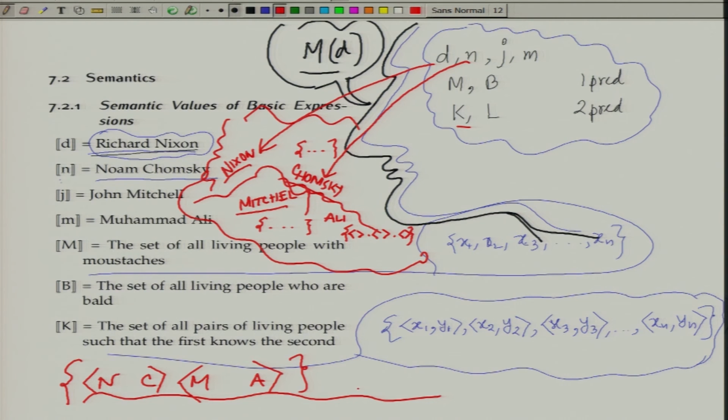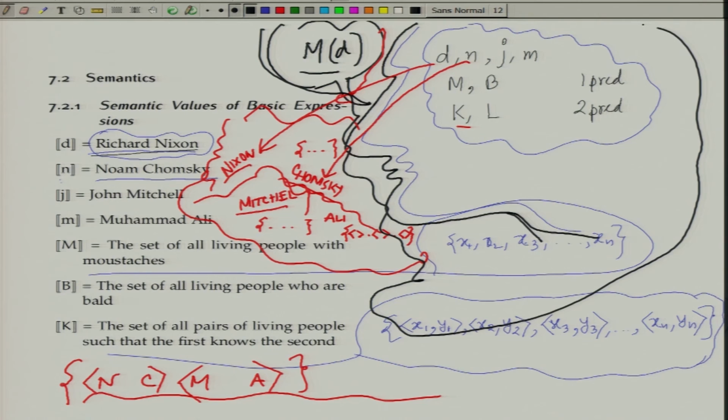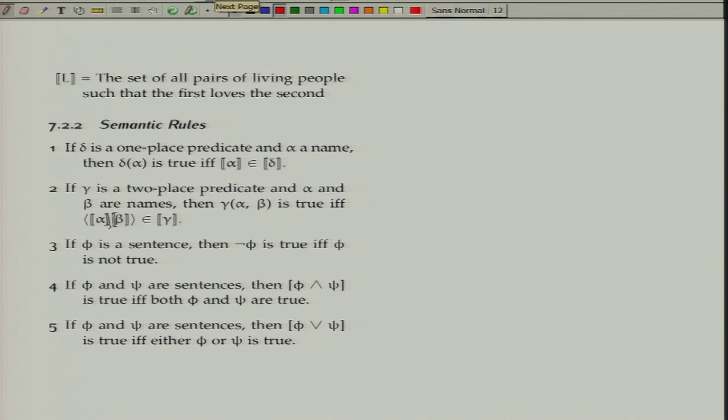So the red part is our model, whereas all the things on this side are our language, and we are trying to determine what formal semantics does. Formal semantics tries to understand the relationships between elements of this set and elements of this set. We'll see how it does that. And finally L is the set, the reference of L is the set of all pairs of living people such that the first loves the second.